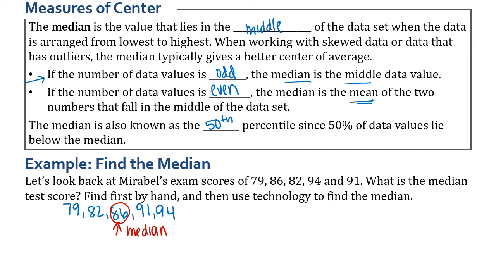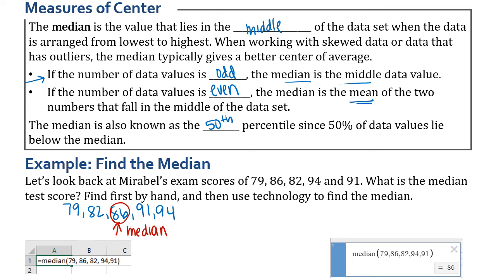Now I could also use technology to find the median. You could do it using either Desmos or using Excel or Google Sheets. So you would type in for Excel or Google Sheets equals median, and then you would type the list. Or in Desmos, you would type in median and then list those values.